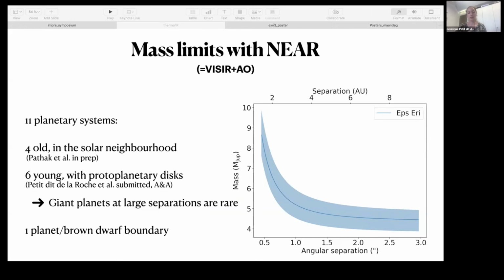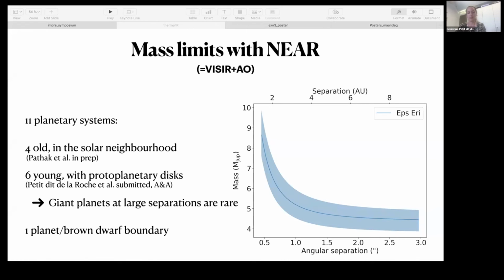And 6 of these systems were also much younger systems, Herbig AB stars with protoplanetary disks around them. And for these, we would expect the planets to still be forming. But for a number of these systems, we were able to exclude accreting planets with circumplanetary disks. So this actually reinforces what we just heard, that giant planets at large separations are rare.